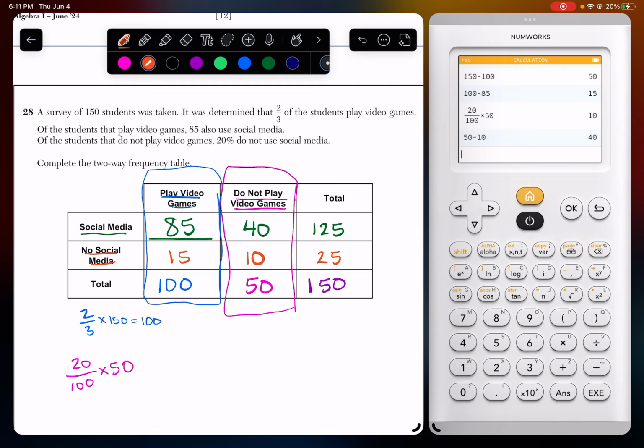Okay. So again, this is a slightly less common Regents type question, but just take it one piece at a time and remember that your rows and your columns need to add up to an appropriate total.